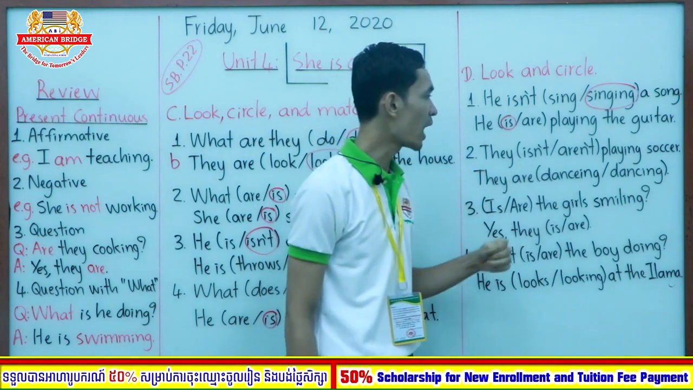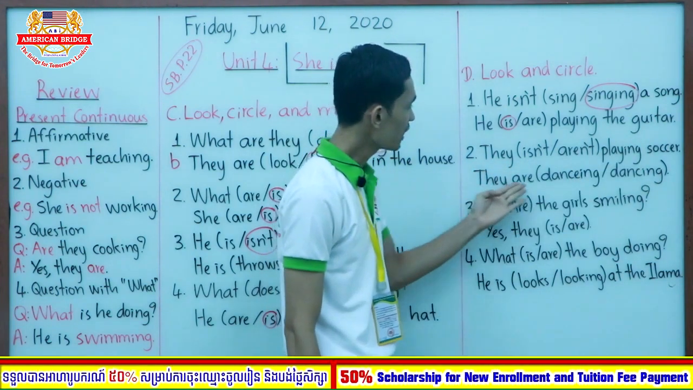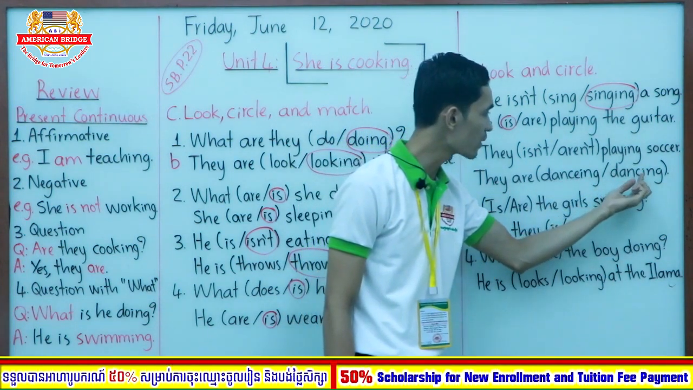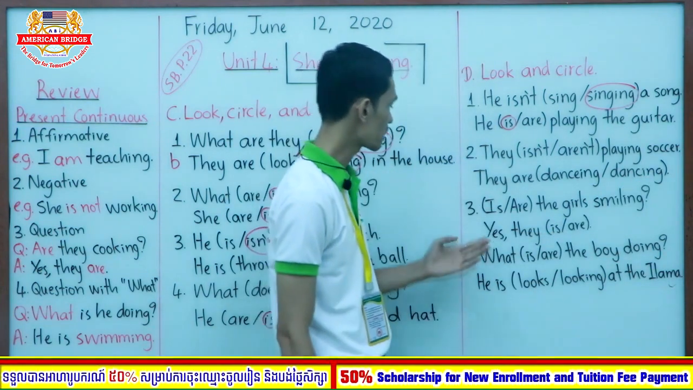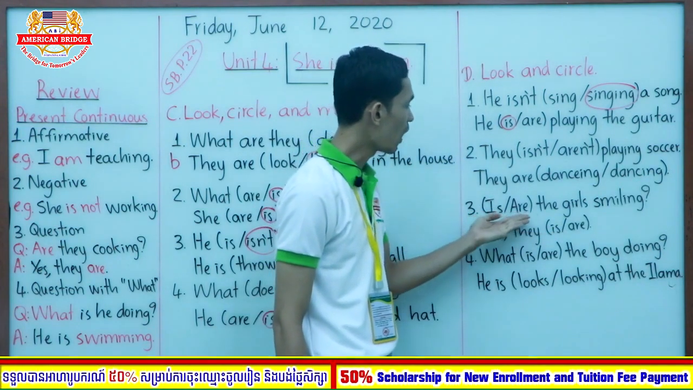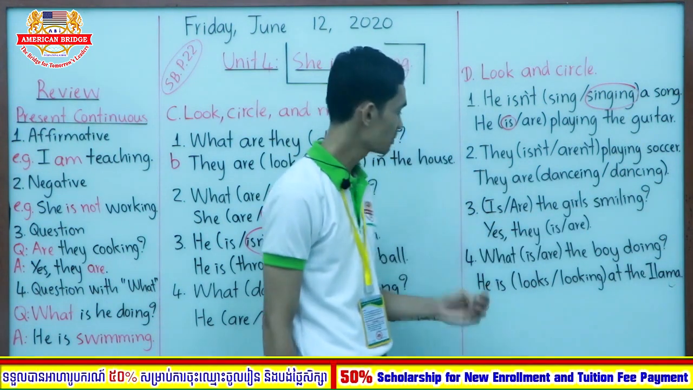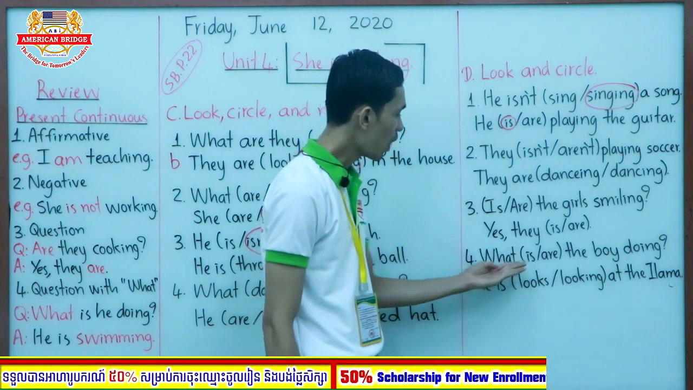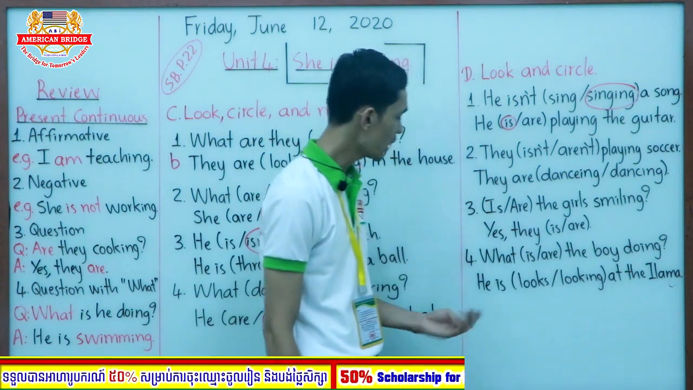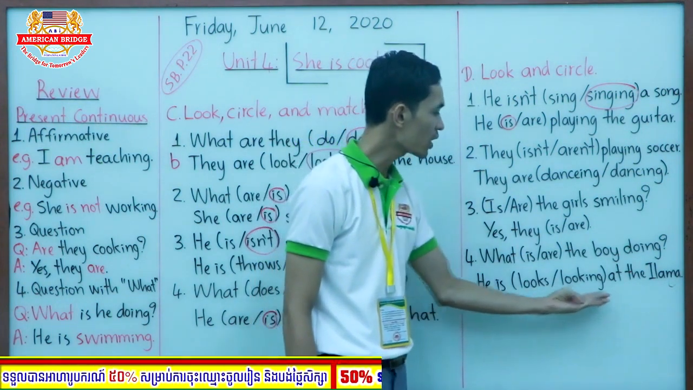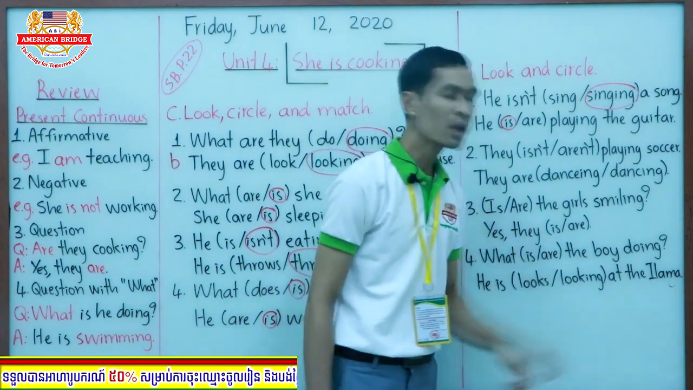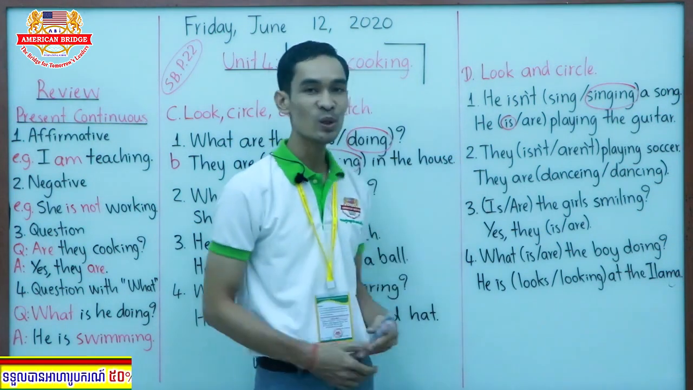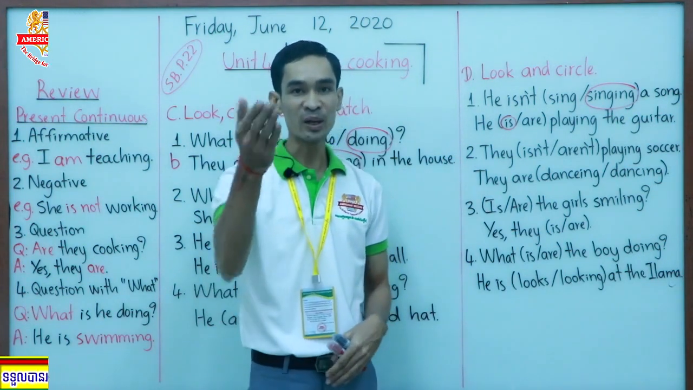They isn't or they aren't playing soccer. They are dancing, yeah, with ing, and one more dancing, no e, right? Just cing. Okay, which one is correct? 3. Is or are the girls smiling? Yes, they is or yes, they are. 4. What is or are the boy doing? He is looks or looking at the llama. Okay, so now you have 30 seconds to complete this exercise. You can do it now.